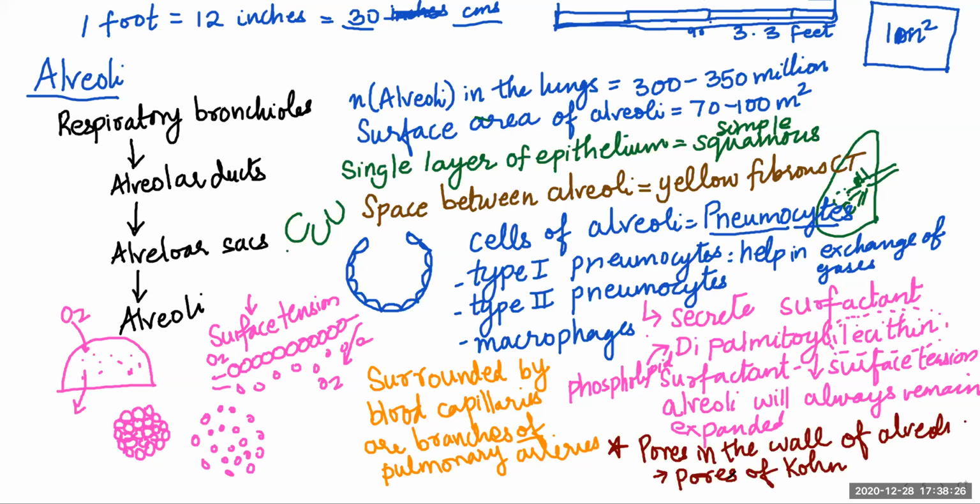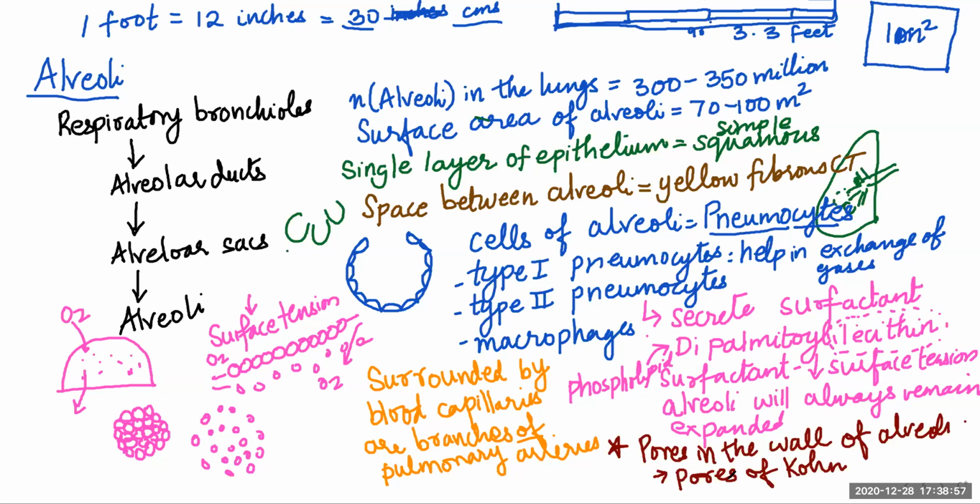So just a quick recap. Alveoli are formed by branching of respiratory bronchioles and alveolar ducts. Each alveolar sac is made up of many alveoli. The number of alveoli in the lungs together is around 300 to 350 million, and the surface area is around 70 to 100 meters square. It's made up of a single layer of epithelium, and the external surface of alveoli has yellow fibrous connective tissue.